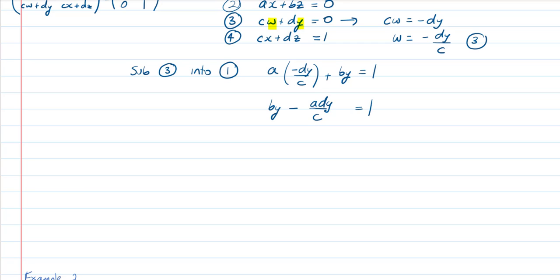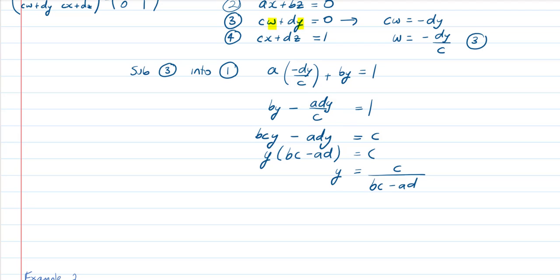And then I'm going to multiply everything by c. Seems like a good thing to do, just to get rid of the fraction. So I've got bcy minus ady equals c. And now I can factorise the y value out. y times bc minus ad equals c, and then y is equal to c over bc minus ad. Okay, I would strongly urge you to pause the video now and just check you understand how I've got to there.